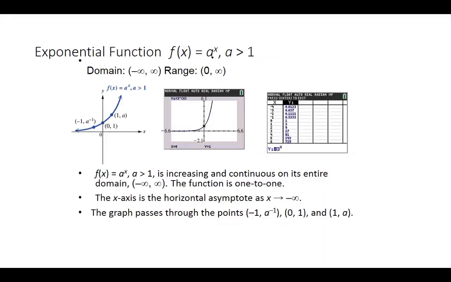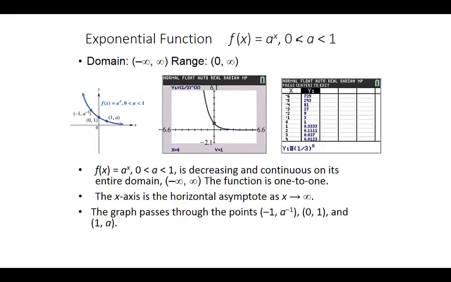So when f of x equals a to the power of x, when a is greater than 1, the domain would be from negative infinity to positive infinity, and the range would be from 0 to infinity. And as you recall, we looked at the shape of the graph manually or using the graphing calculator. As you can see, the domain and range are pretty obvious here, and you can see the shape of the graph.